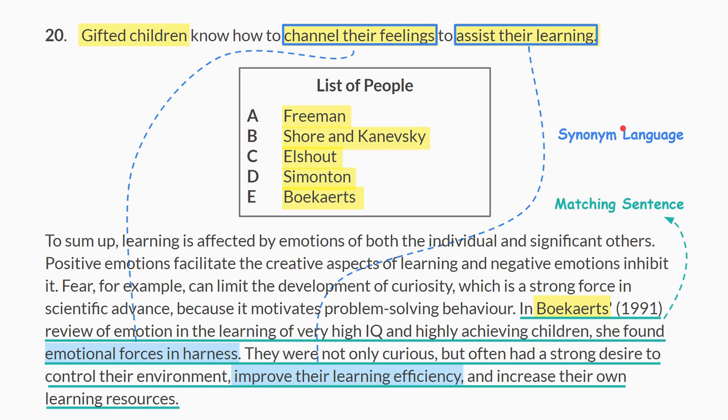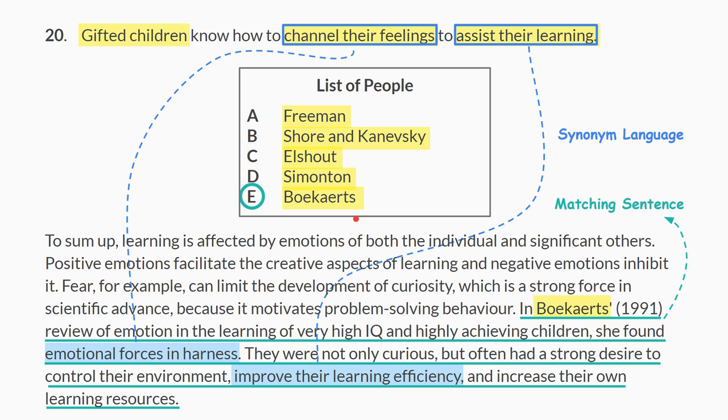So this part right here underlined in the green color is going to be our matching sentence. When we read that matching sentence, we're going to find out exactly which question this answer choice E, Bocarts, matches up with. Because right now we don't know which question it is going to match up with. But after reading the matching sentence and after locating the keyword and the synonym language, now we know that this matching sentence is matching up with question number 20. So then it makes sense that the correct answer to number 20 is E, Bocarts.